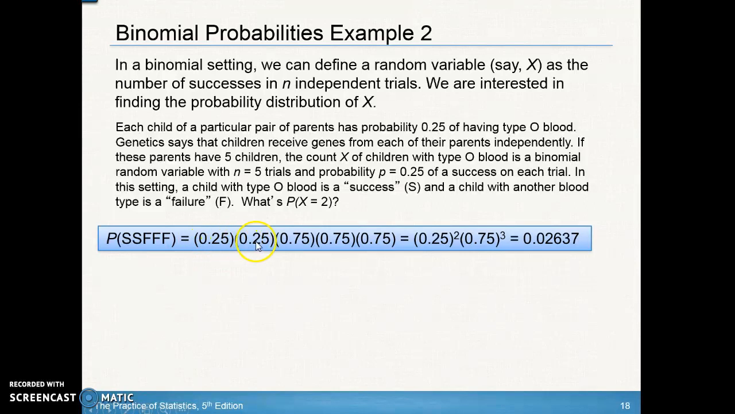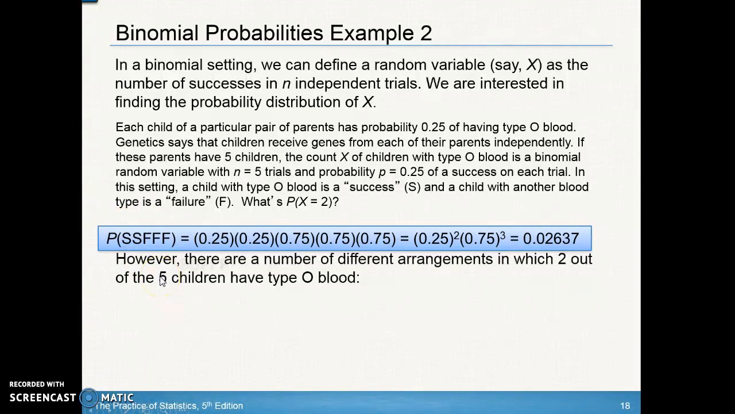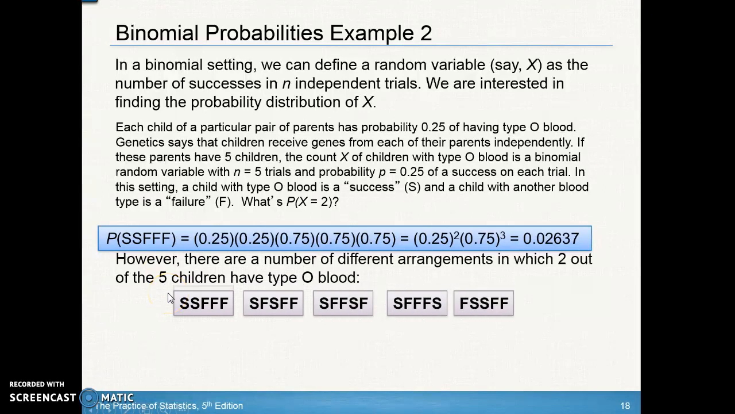So the probability of success was 0.25, the probability of failures was 0.75. 0.25 squared, so that's your p raised to your k, which is the number of successes, times the probability of failures raised to how many failures you want. But this isn't the final answer, because I'm not necessarily going to get the first 2 children that have type O blood and the last 3 that don't. How many ways can I get 2 children with type O blood and 3 children that don't have it out of 5 children? That's where we're going to use this combination formula.